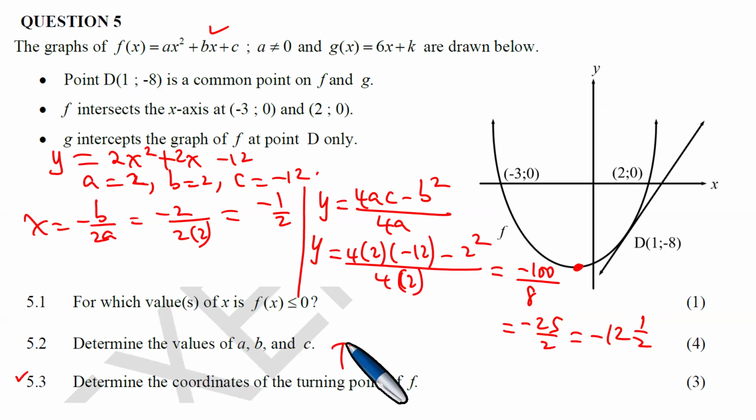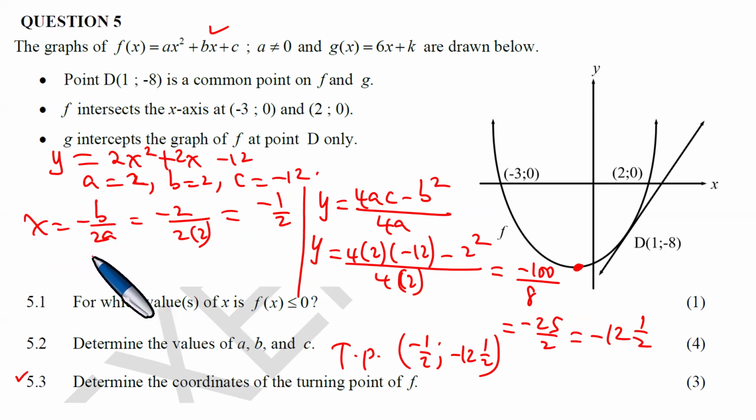Right, so we're interested in the coordinates of the turning point. The turning point would have the x component, which is the abscissa, minus 1/2, and the ordinate, which is minus 12 and 1/2, like that. But you see, I'm using the formula for the turning point. These two formulas are for the turning point.